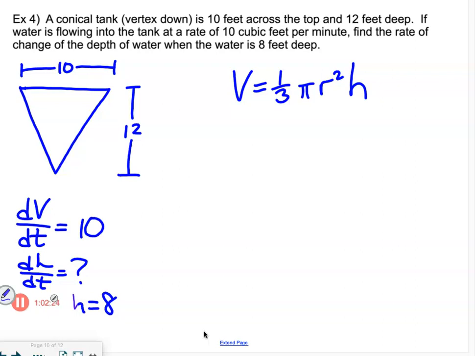Okay, so we have a dV/dt. We want a dh/dt. Let's look at our equation. Do we have a problem? What's the problem? There's an R. We don't know anything about R.